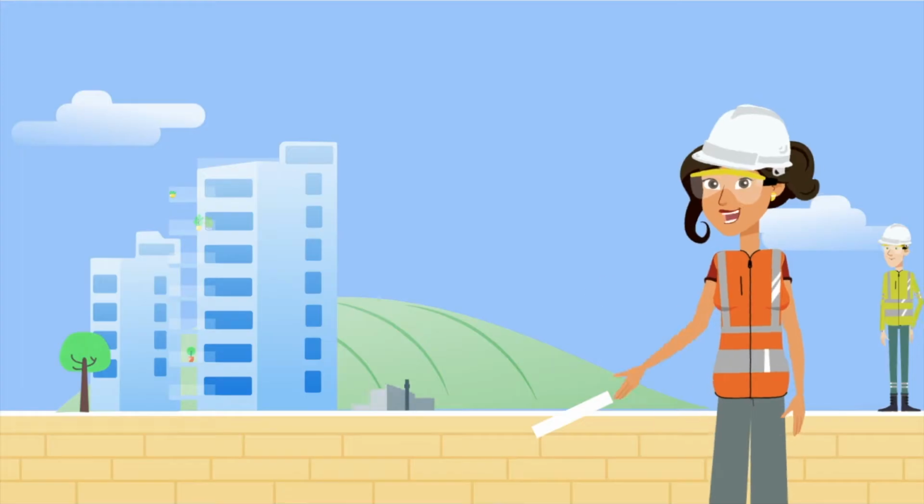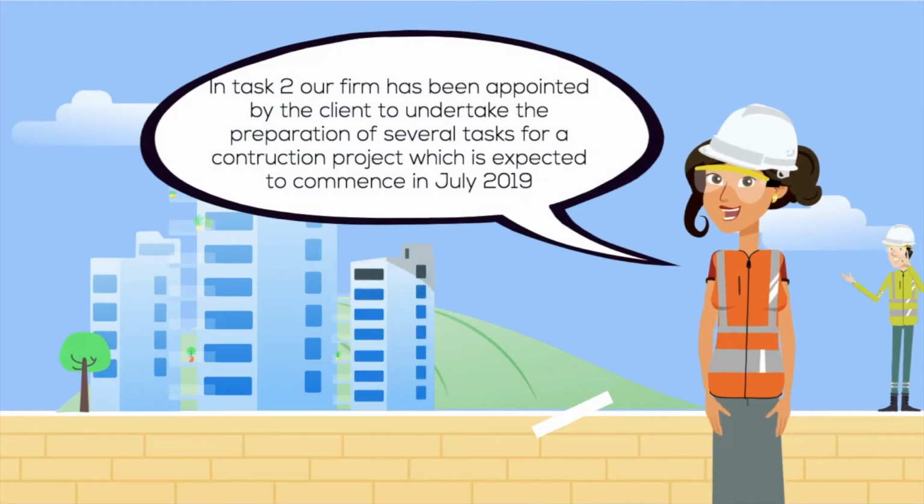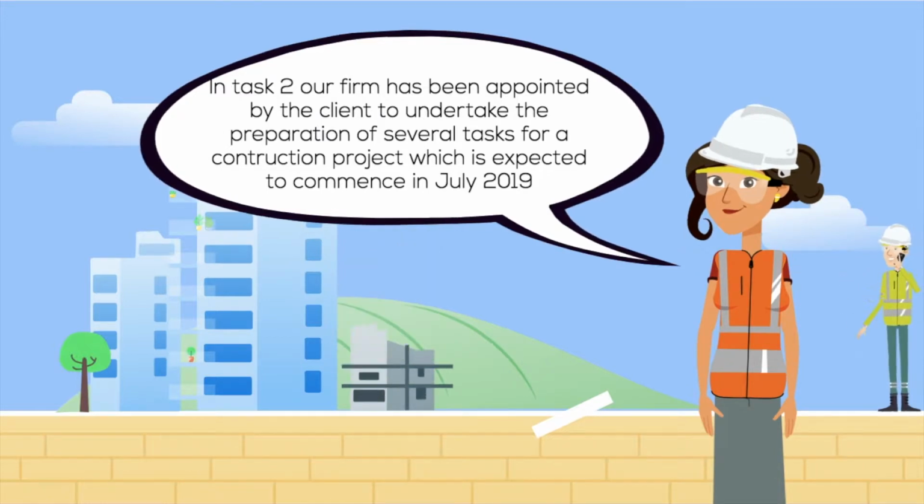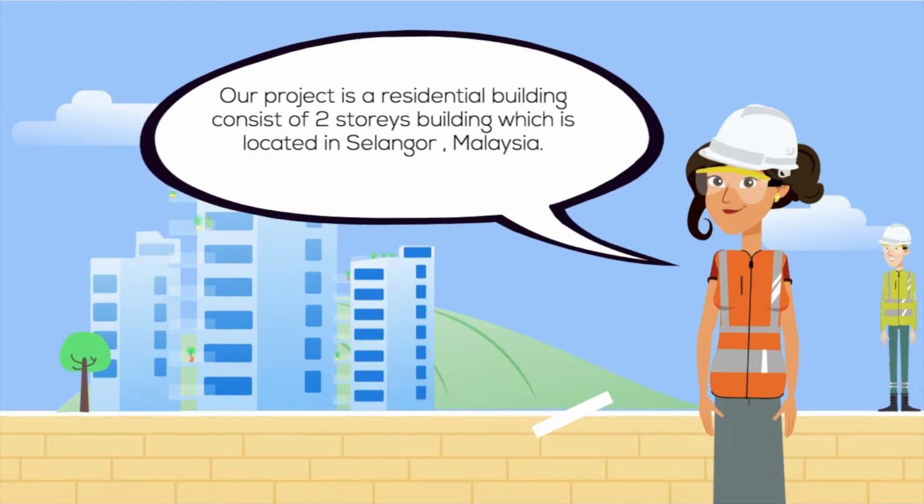In task 2, our firm has been appointed by the client to undertake the preparation of several tasks for a construction project which is expected to commence in July 2019. Our project is a residential building, consisting of 2 stories, which is located in Selangor, Malaysia.